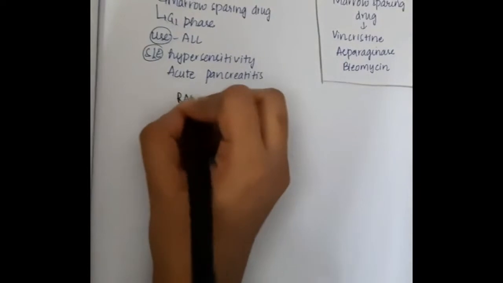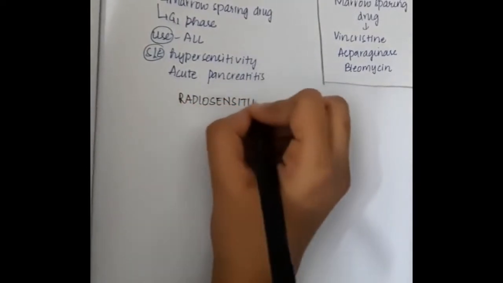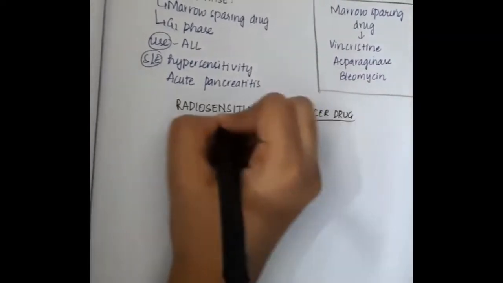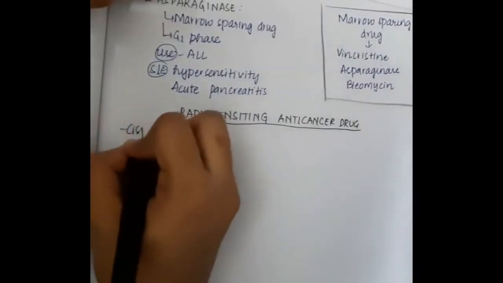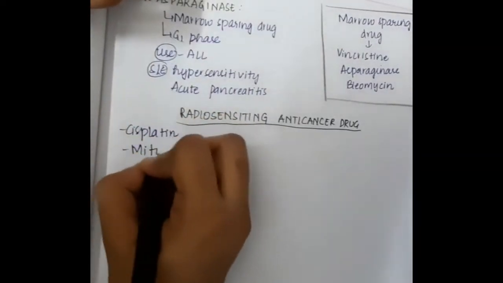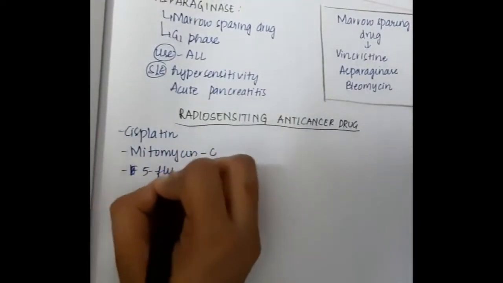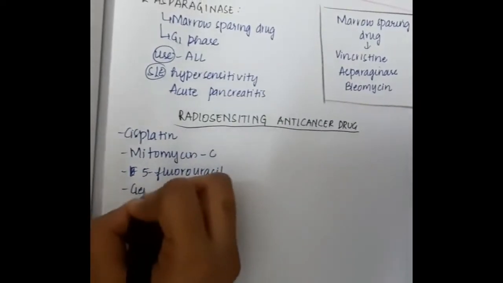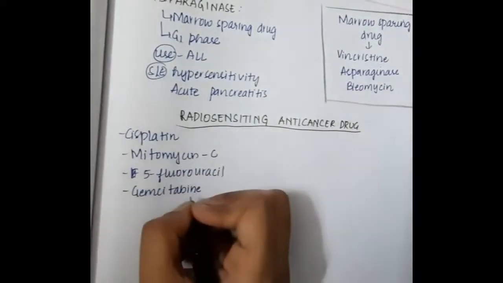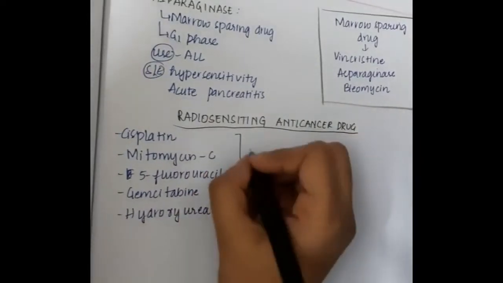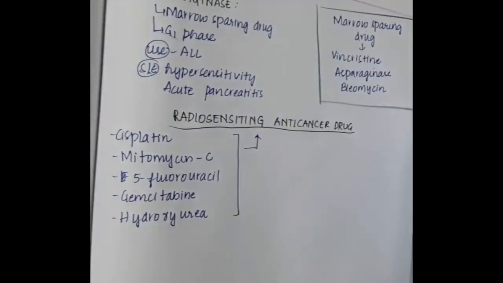Hello friends, let us now learn some important points about radiosensitizing anti-cancer drugs. Radiosensitizing anti-cancer drugs include cisplatin, mitomycin C, 5-fluorouracil, gemcitabine and hydroxyurea.